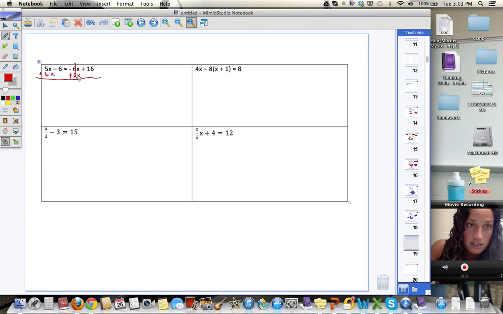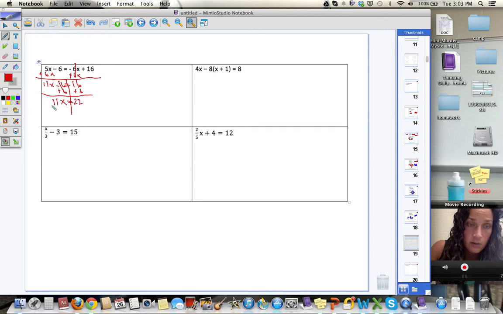So then this is going to cancel, and I'm going to be left with 16 over here, and then I'm going to have 11x minus 6. So now I have my 2 and my 1. So I want to move one of these over here. This is a number, so I'm going to move a number. I'm going to move this minus 6. To move a minus 6, I'm going to plus 6. These will cancel. 11x equals 22.